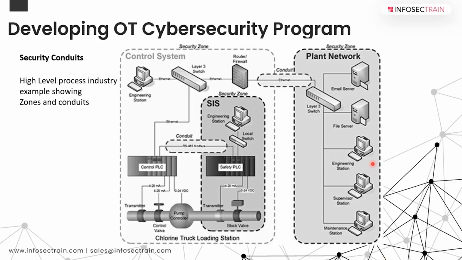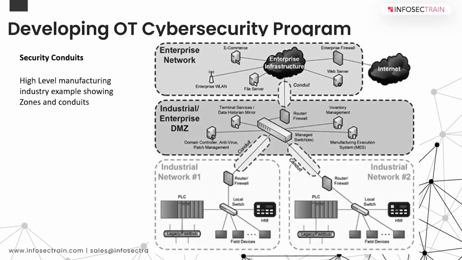This is one of the very important aspects, especially when you do the network segmentation and identify different zones and conduits. Then you have micro segmentations. Then you have virtual LANs and so on. This is a simple model for a process industry. Process industry and manufacturing industry have a little bit of differences. So this is for a manufacturing industry, where they have different networks within the plant: network 1, network 2. You might have multiple networks.